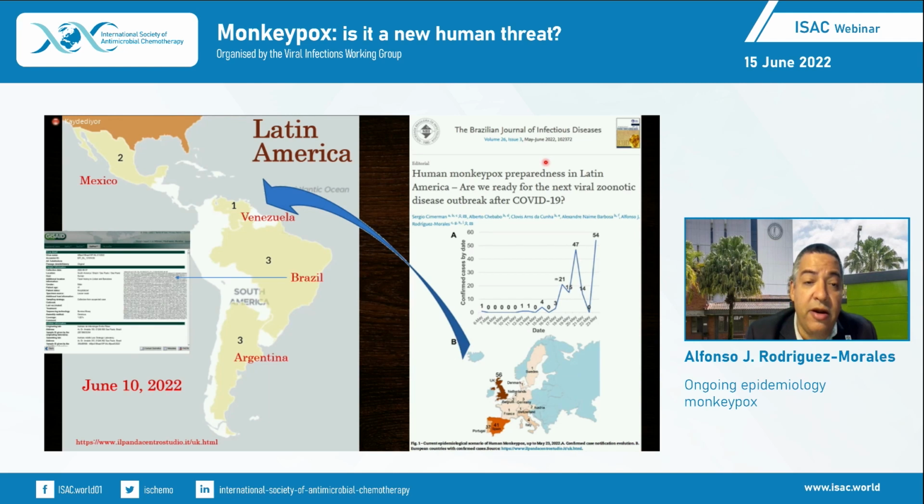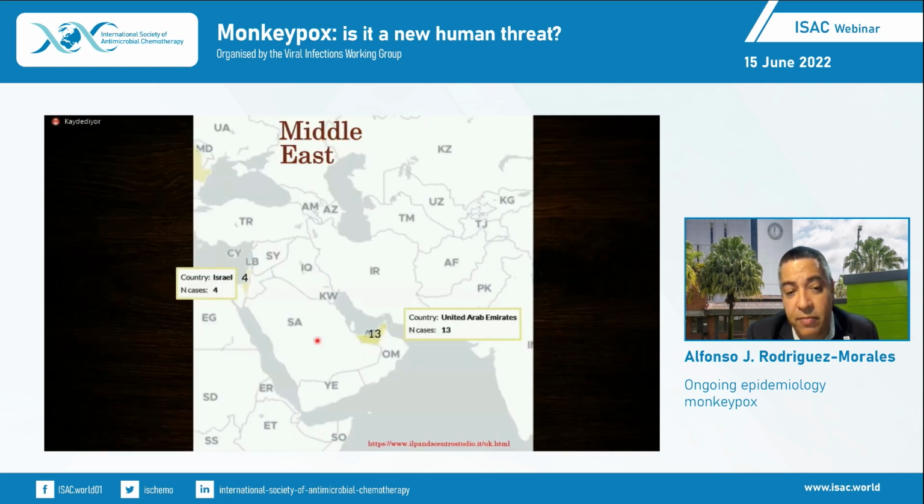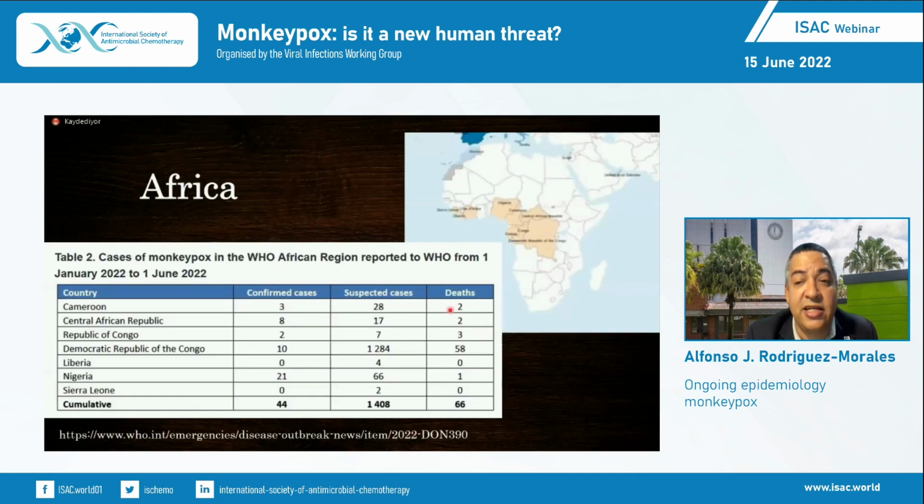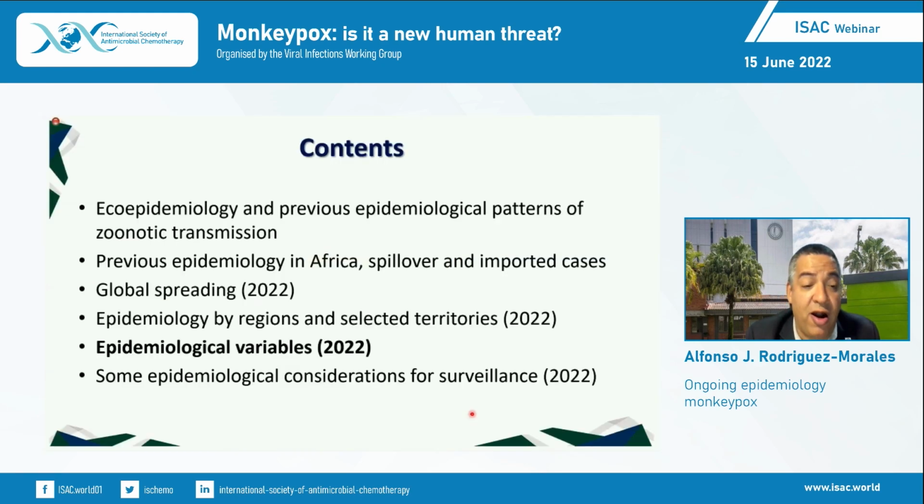Here in Latin America, we have also 4 countries that right now have confirmed cases in the region: Mexico, Venezuela, Brazil, and Argentina. In the Middle East, the United Arab Emirates and Israel. In Oceania, Australia with 8 cases. But we also have to remember, as has been mentioned, that Africa is still reporting cases. There are 44 confirmed cases from this year, 1,400 suspected cases, and 66 reported deaths so far.